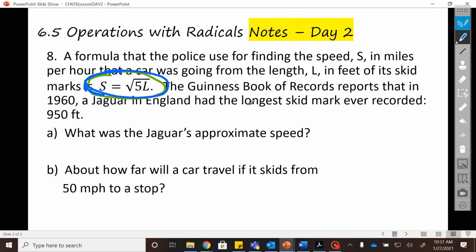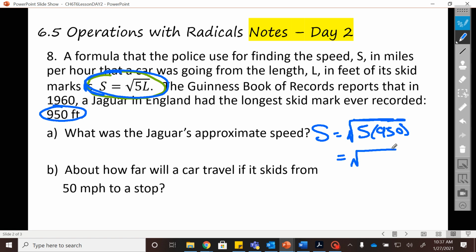The Guinness Book of World Records reports that in 1960, a Jaguar in England had the longest skid mark ever recorded, 950 feet. What was the Jaguar's approximate speed? Essentially we need to set up our formula, except the 950 is going to replace the length in the formula. So our formula is speed equals the square root of 5 times the length of the skid mark. But the length of the skid mark for this problem is 950.